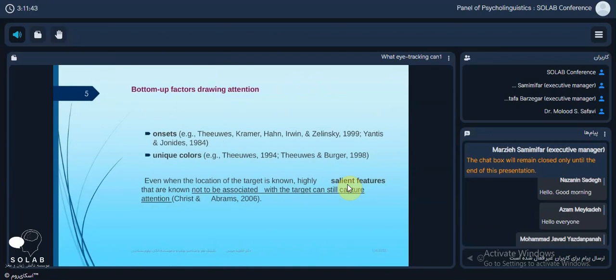When you say bottom up factors draw attention, it means the onset of information processing, visual processing. Immediately, your eyes find the feature that captures attention. This feature could be movement or motion, and colors, unique colors. Even when the location of the target is known, highly salient features that are known not to be associated with the target can still capture attention.